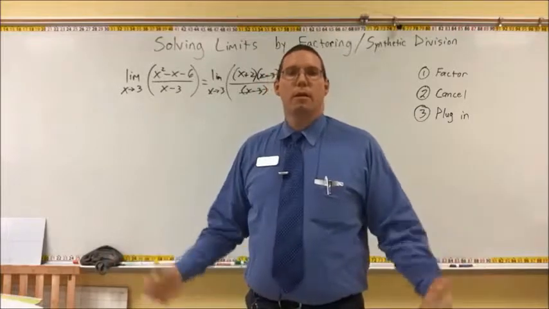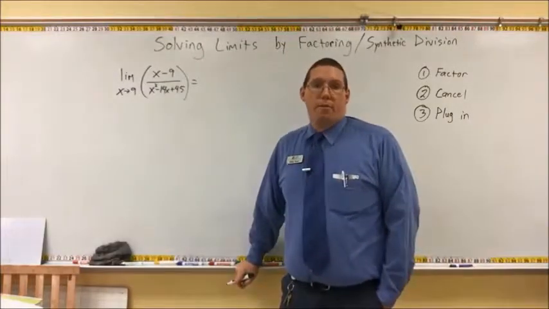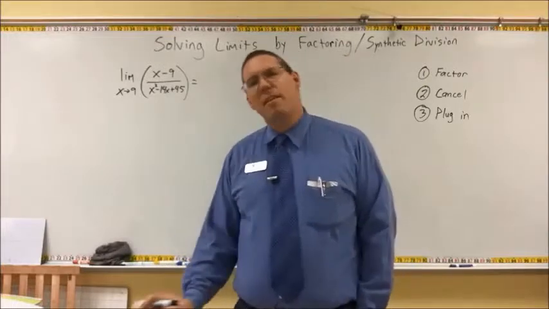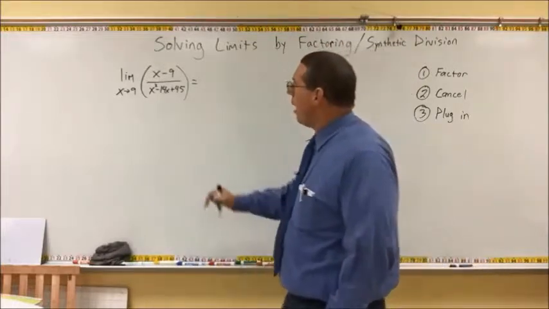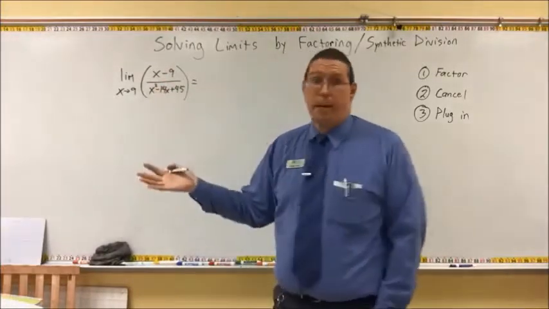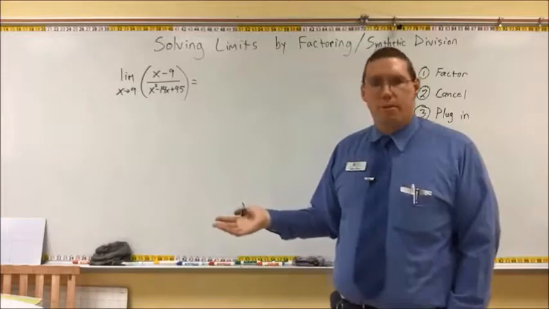Okay? Let's try another one. All right, here's another limit. Only this one's a little bit different. It's not that much different, but it's a little bit different. Okay? Here now we've got the x minus 9 in the numerator and the quadratic in the denominator. Not that big of a deal. It's still the same procedure.